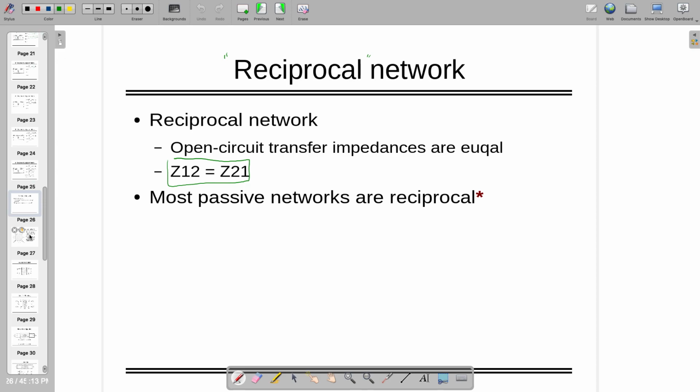Still I made some condition. That condition I'll tell you when it's not going to hold in future, because there is something called a gyrator we have not studied. When we study that, I'll tell you how this is not going to be reciprocal. But most of the passive networks are reciprocal. When I'm saying reciprocal, it means Z12 and Z21 are exactly equal, right? Okay.